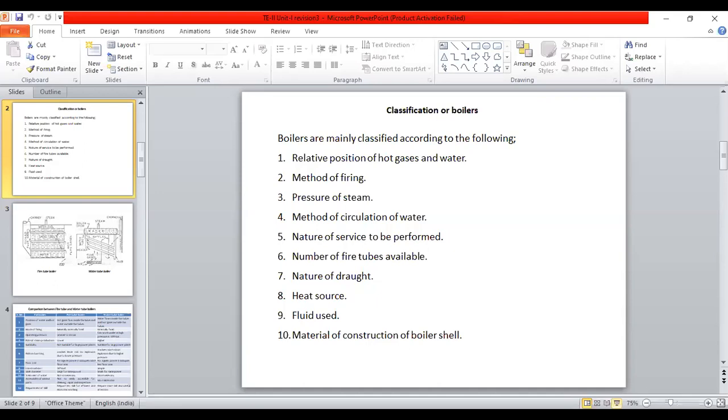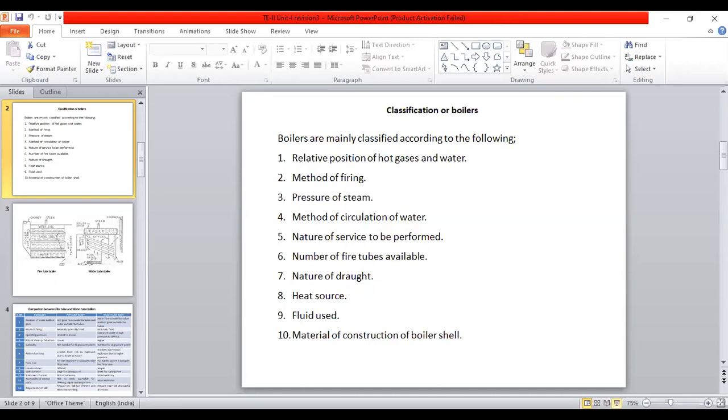And the next classification is heat source. The heat energy utilized for the conversion of fluid into a vapor may be derived from combustion of solid, liquid, or gaseous fuel, or the heat energy utilized from electrical and nuclear energy, and also hot waste gases of other chemical sources.